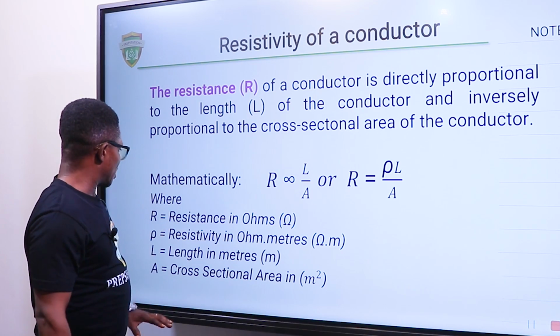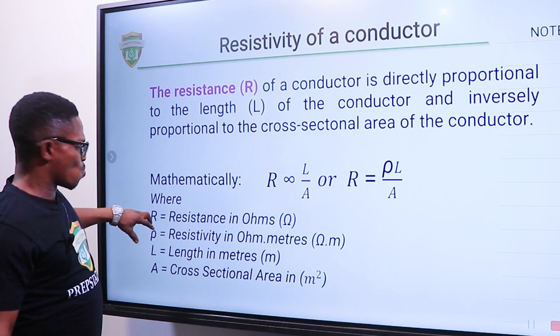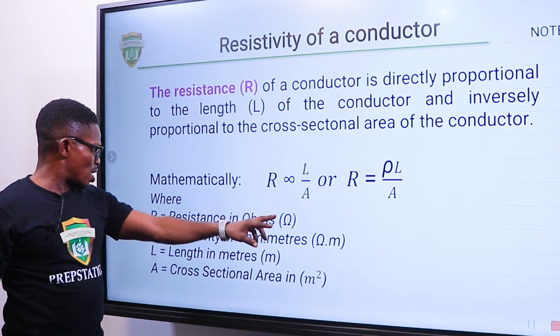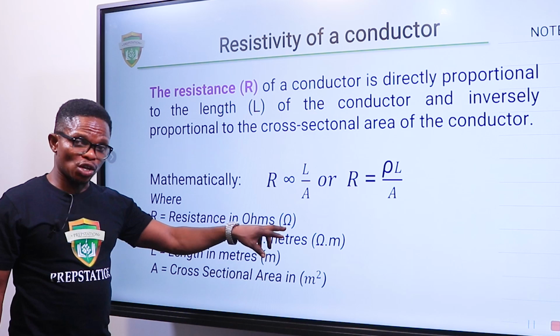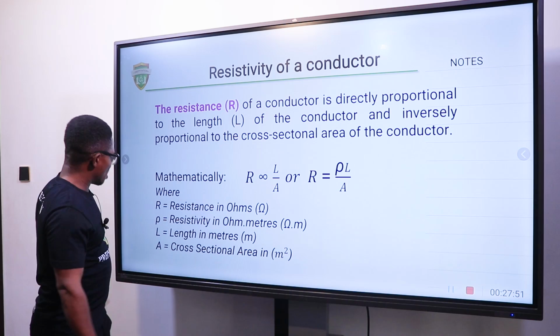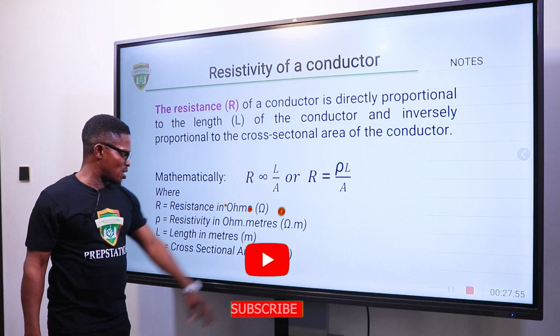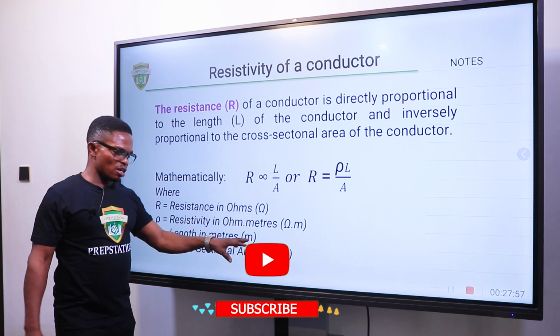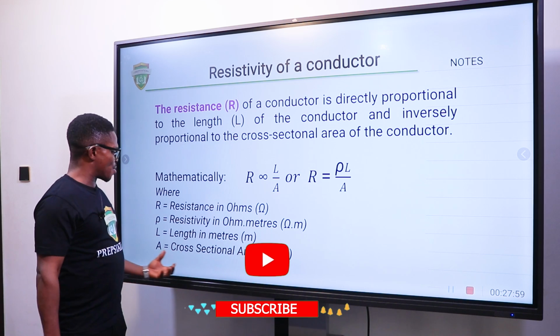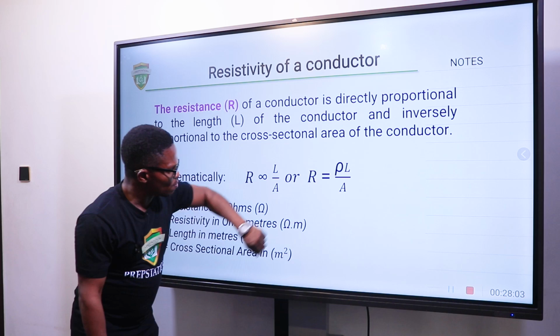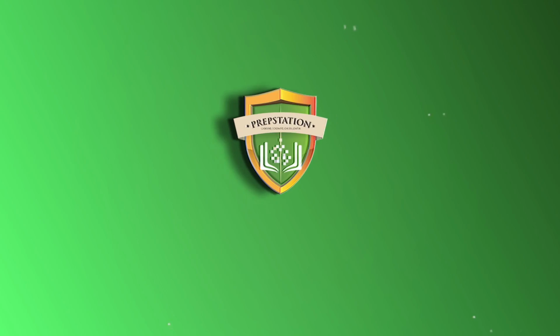Okay, so let's move forward from here. I've already explained that mathematically. So where R is resistance, I'm explaining the formula now, measured in ohms. This is the symbol for ohms. Then rho is resistivity, measured in ohm meters. Then length is measured in meters, of course we know that. Then area is measured in meter squared. All right, let's move forward from here.